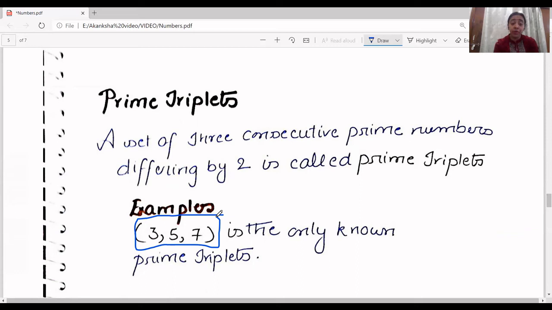And why are they called prime triplets? Because 3 differs by 2 from 5, and 5 differs by 2 from 7. So such kind of 3 consecutive prime numbers that differ by 2 is called a prime triplet. And there's only one prime triplet known till today, which is 3, 5, 7.